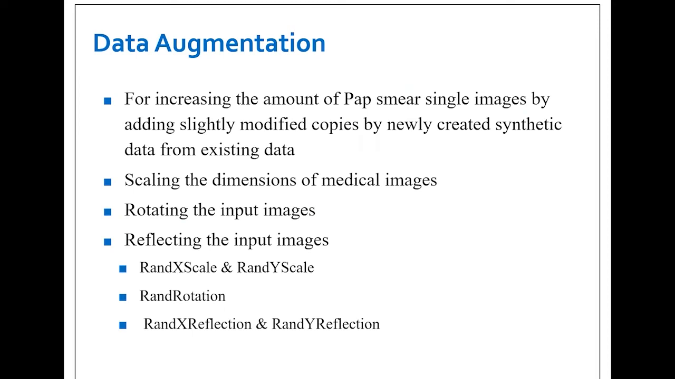Then data augmentation. Data augmentation is the process of increasing the count of the input images by adding slight modifications like rand X scale and rand Y scale for scaling the images in a horizontal or vertical axis, and then rand rotation is used to rotate the images, and rand X reflection and rand Y reflection are used for reflecting the images. In this proposed model, we take the Herlev dataset with only 917 images, which is inadequate for training the CNN. So, we perform the data augmentation step and pass these augmented images to CNN.